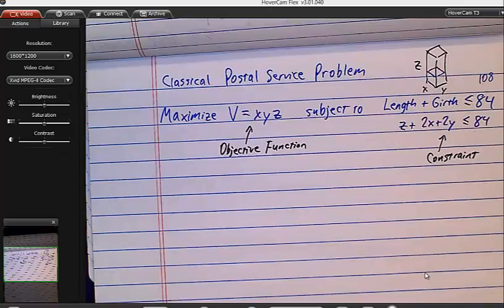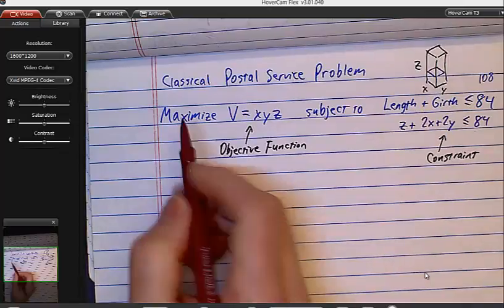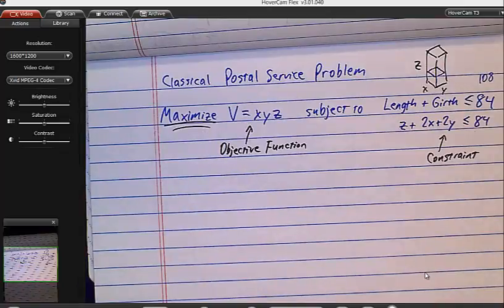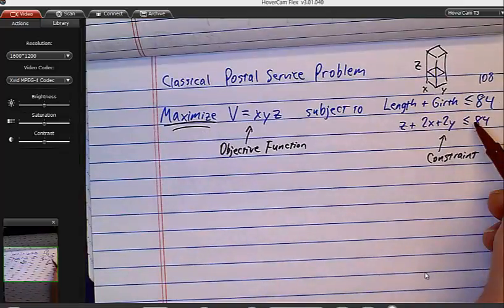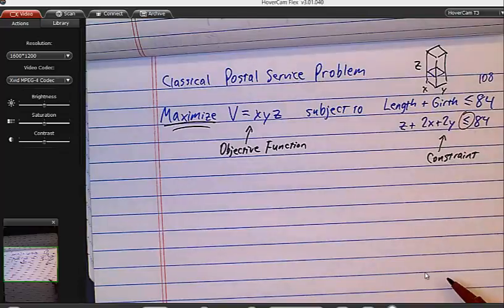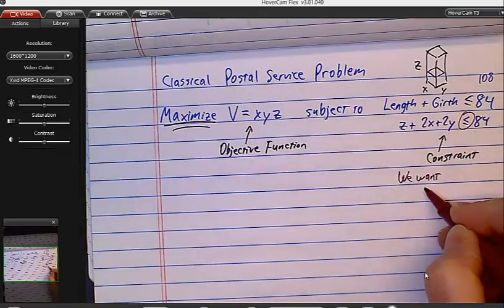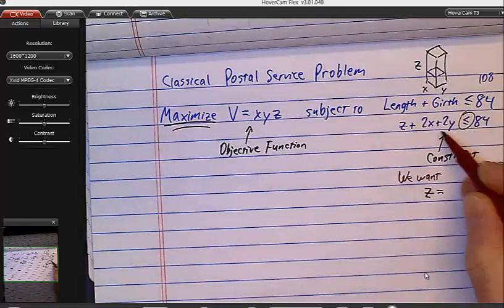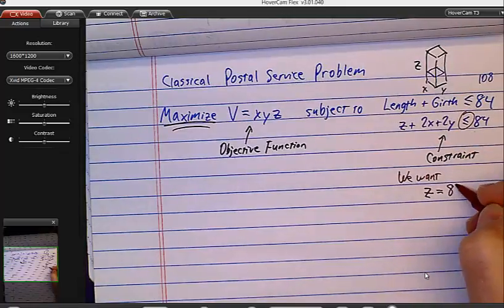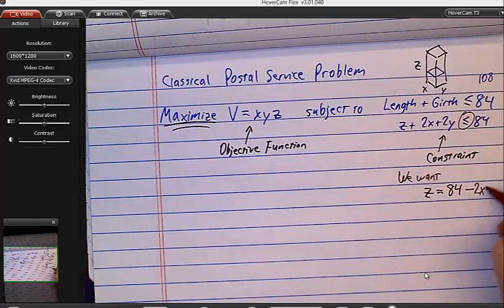So if I'm really trying to maximize the volume, first of all, you have to understand, I know this says inequality, but why would you go make the girth smaller than 84? You wouldn't, right? So what we really want is z to equal, if I subtract these to the other side, 84 minus 2x minus 2y. That's what we want, right? Because we're trying to maximize. So you definitely want to have as much girth as you can.